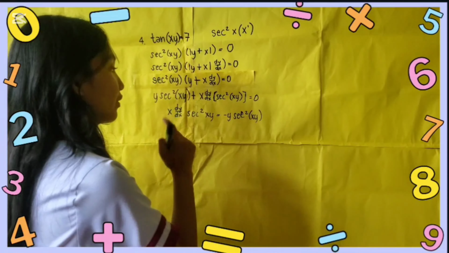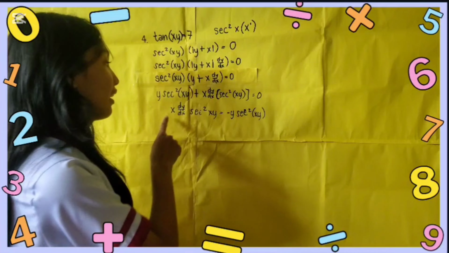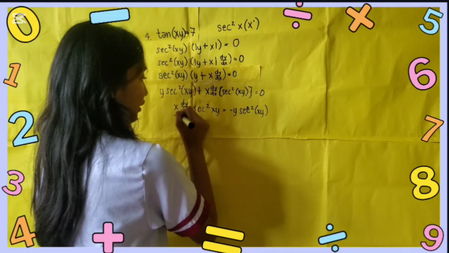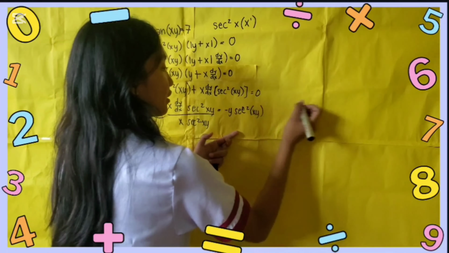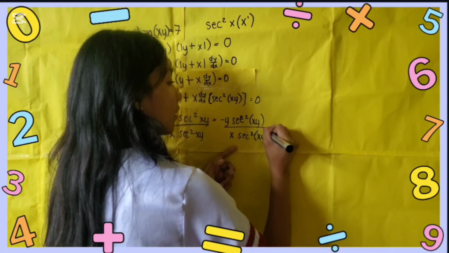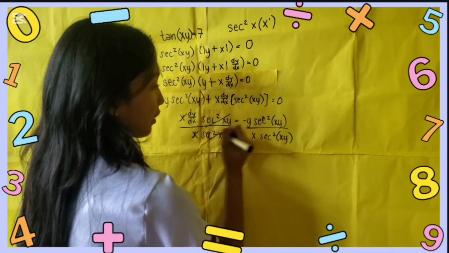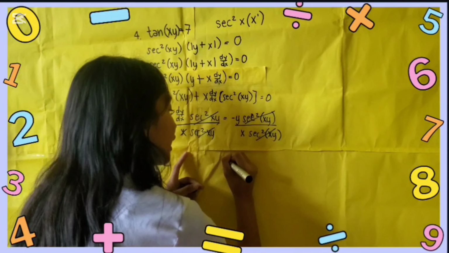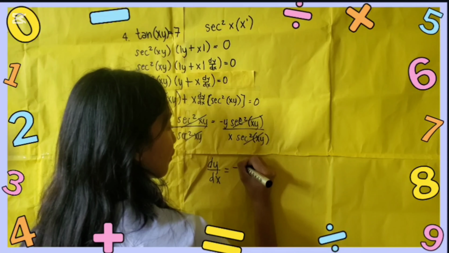So to isolate dy over dx, I'm going to divide both sides by x secant squared xy. That would be, we're going to divide x secant squared xy, this side by x secant squared xy. So we're going to cancel out this one, and this one. So what's left here is actually our answer. That's dy over dx is equal to negative y over x.